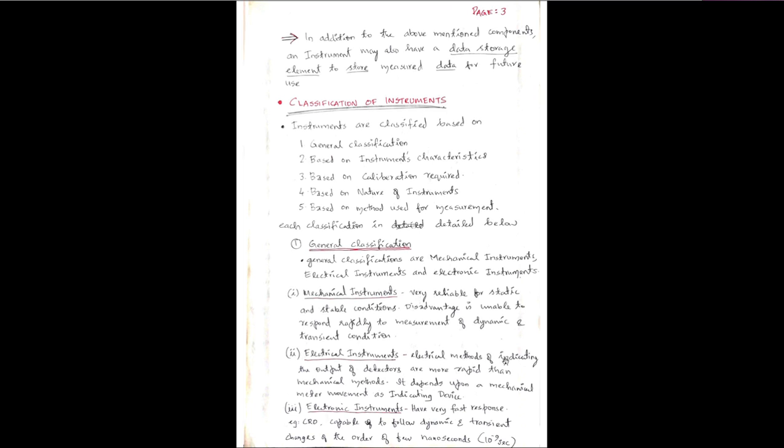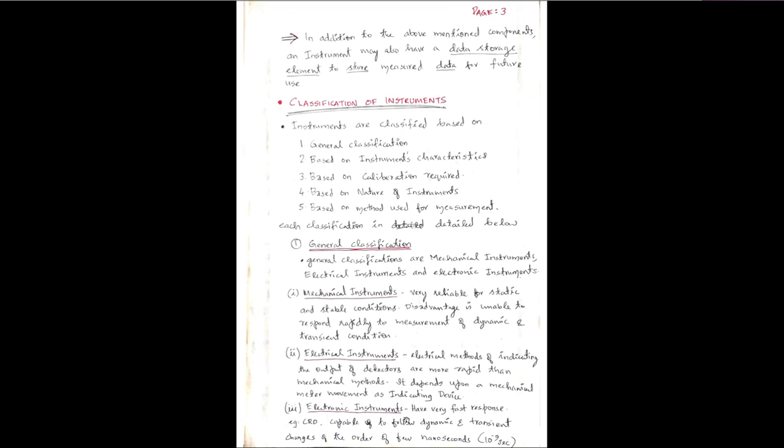Electrical methods indicate outputs of detectors more rapidly than mechanical methods. It depends upon a mechanical meter movement as the indicating device. For example, a meter will have a mechanical meter movement for measurement. Okay, that is electrical instrument.